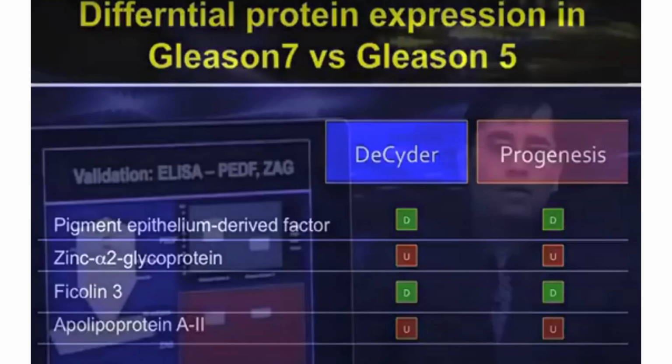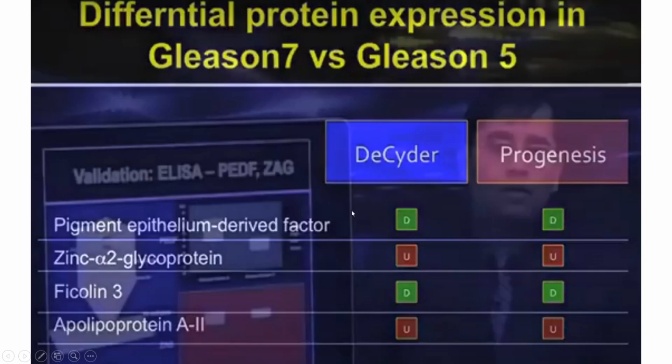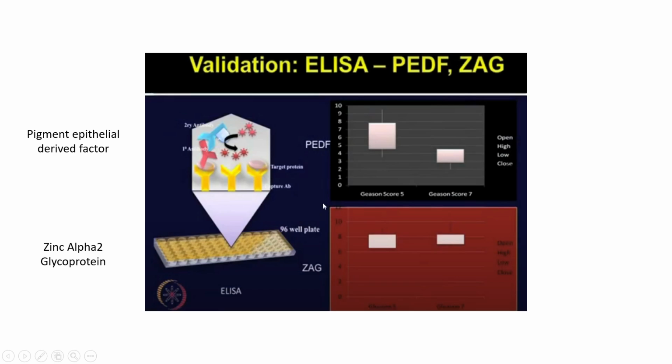So basically this is a research paper which is being shown here. They have done further analysis for two proteins, pigment epithelial derived factor and zinc alpha glycoprotein. These were the two proteins. If you see, these were down regulated and these were up regulated, right? Now they wanted to see how much. They found that in the cohort they tried to see, in the Gleason score 5 individuals, it was higher compared to the other one.